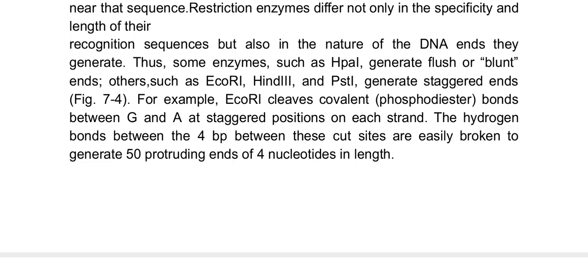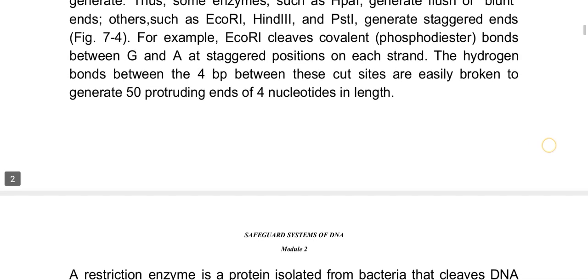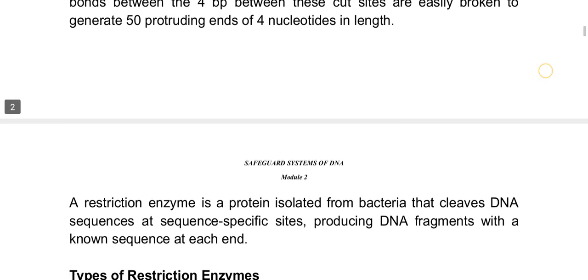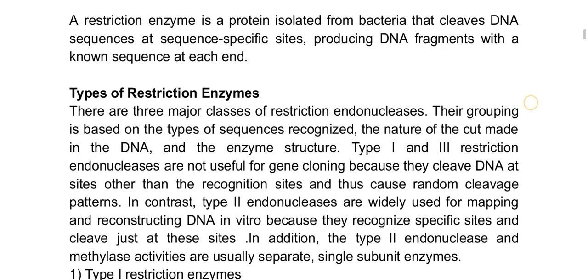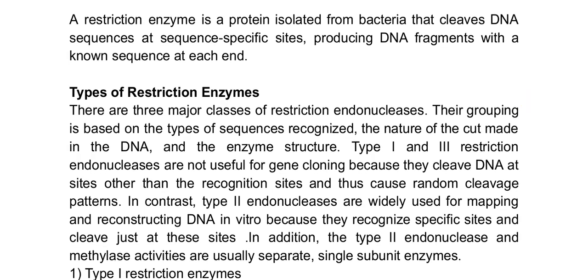For example, EcoRI cleaves covalent phosphodiester bonds between G and A at staggered positions on each strand. The hydrogen bonds between the base pairs between these cut sites are easily broken to generate protruding ends of 4 nucleotides in length. A restriction enzyme is a protein isolated from bacteria that cleaves DNA at sequence-specific sites, producing DNA fragments with a known sequence at each end.